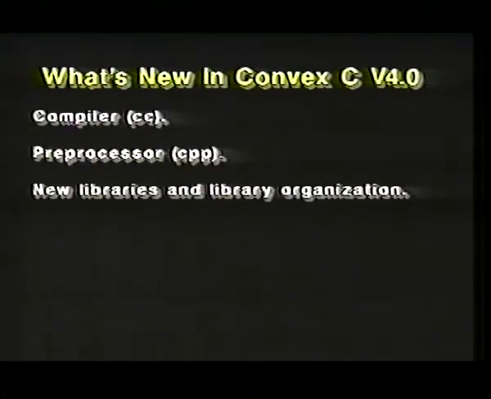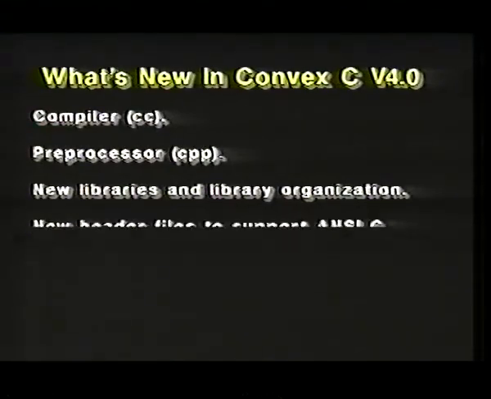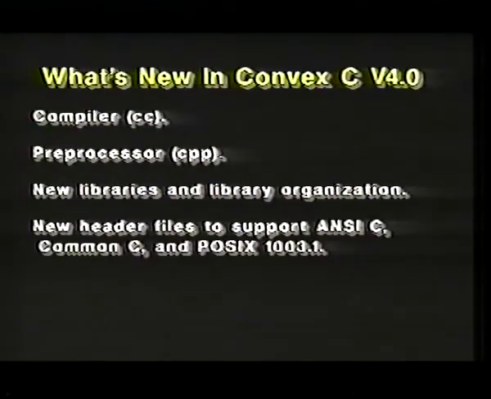A new compiler, new preprocessor, new libraries and library organization, new header files to support ANSI C, Common C, and POSIX 1003.1, a new lint, and a new bin to support some of the features that the compiler needs.